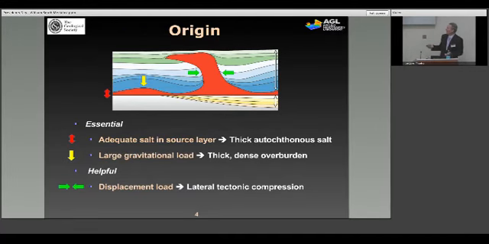And then the third thing, shown by the green arrows, is a displacement loading. This is purely a gravitational load. Displacement load is like a vice that closes in on the diapir, squeezes it together, and forces the salt up and out at the surface. So those three things are really helpful to make allochthonous salt.